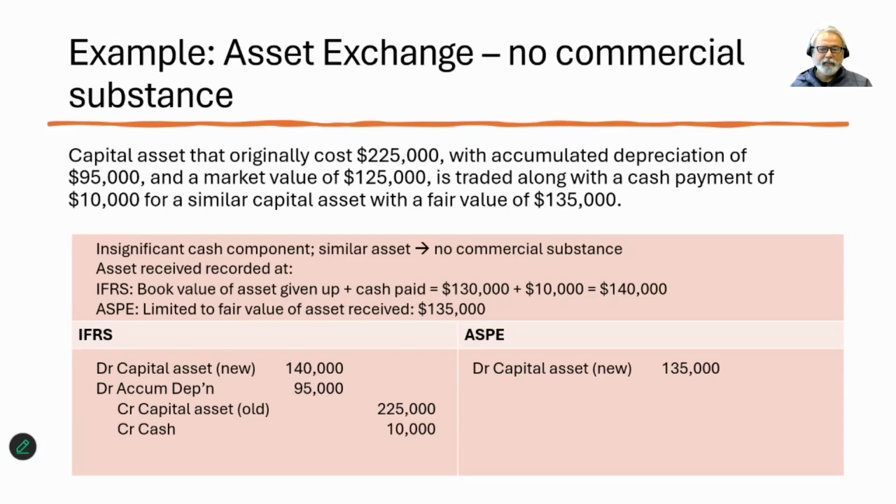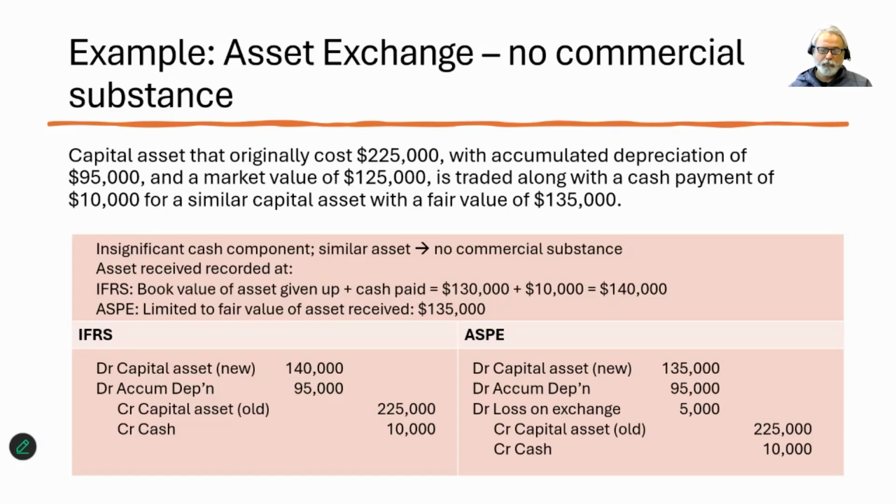Whereas under ASPE, we recorded the new asset at 135,000. We derecognize the old asset, credit the cash, but here you will notice the total of the debits does not equal total of credits. We have to book a loss on exchange, $5,000, to balance out the entry. So under ASPE, losses have to be recorded regardless of whether there's commercial substance or not. Only gain can be deferred under ASPE if there is no commercial substance.